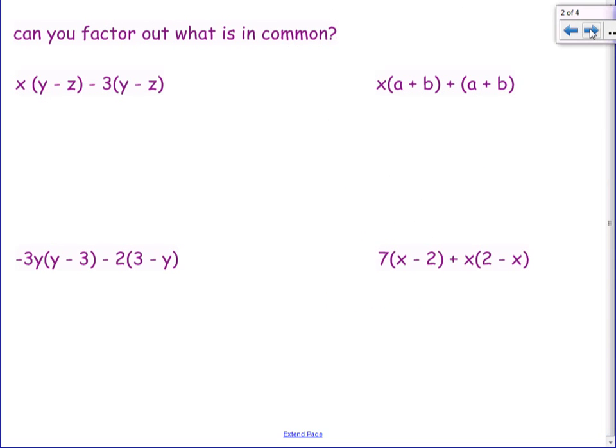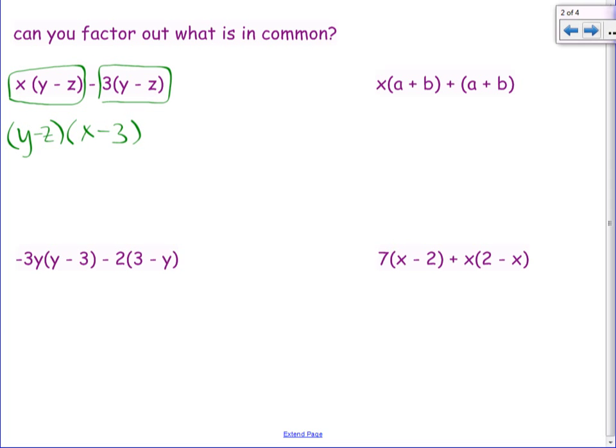Okay? So looking at this problem right here, we have 2 terms right now. We have a term right here, and we have a term right here. What could we take out of both of those terms that's in common? Y minus z. We could take a y minus z out front, right? Because it's in common with both terms. So if we take a y minus z out front, what's left over? We get x minus 3. So that's all we're doing right now. This is the first step.